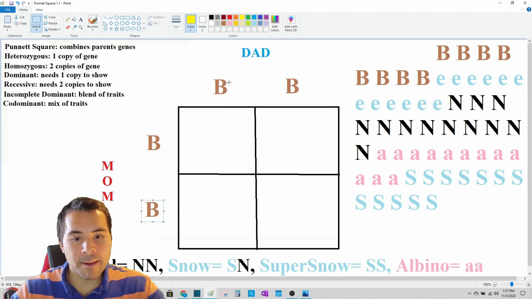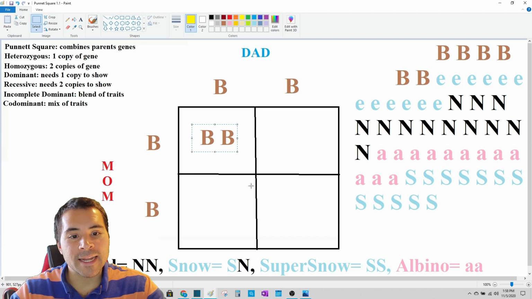Well, if you take this capital B and bring it down, and you take this capital B and bring it over, this is what you're going to get. You're going to get 2 B's. And in the same way that your dad was a double B, you also now are a double B.